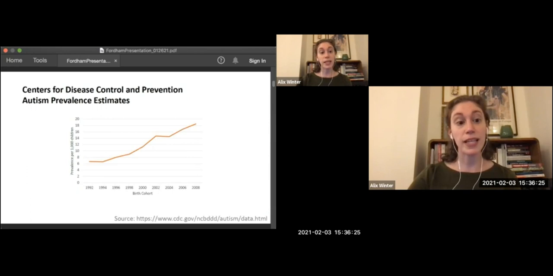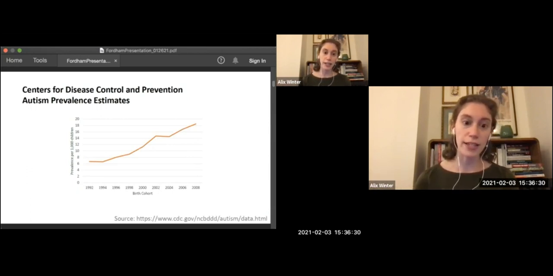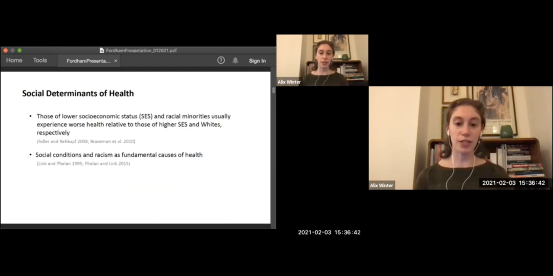But in the meantime, based on these data, also on national special education data and some other samples, researchers have studied the social patterning of autism diagnoses for children born in these cohorts. Before describing what these researchers found, it's helpful to have a little background on the social patterning of health more broadly. So typically, people of lower class or socioeconomic status and racial minorities experience worse health than people of higher socioeconomic status and people who are white.